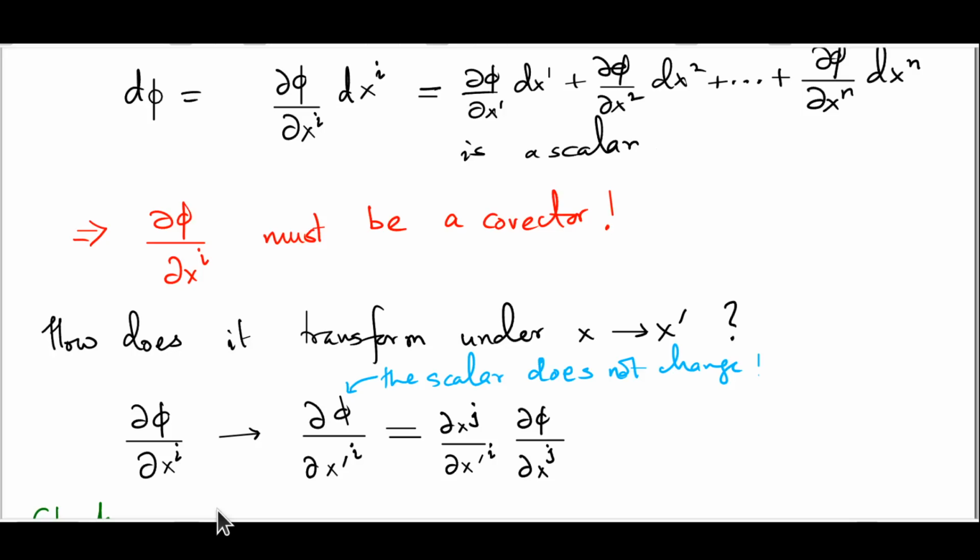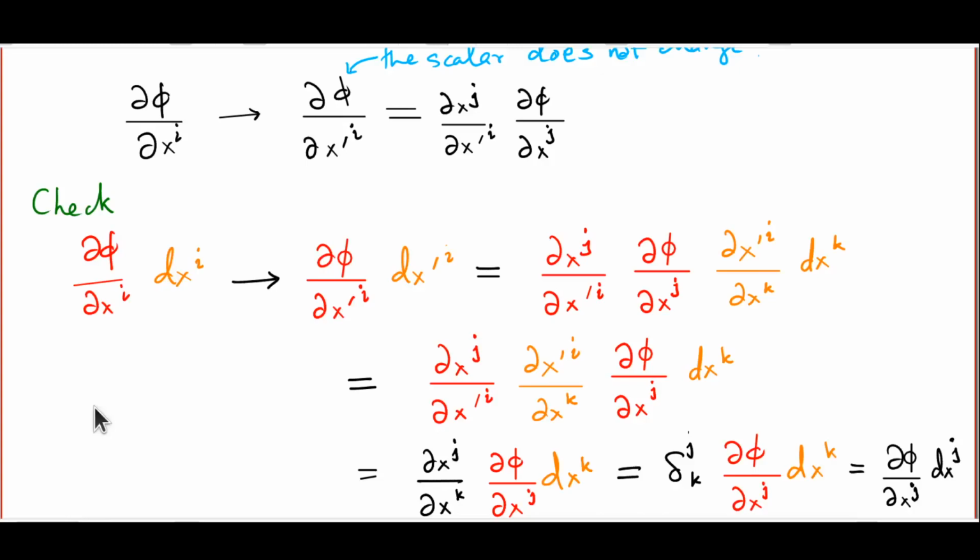So, whereas vectors pick up coefficients of del x prime I del xj under a coordinate transformation, the gradient, which is an example of a covector, picks up del xj del x prime I as coefficients. To check whether we have got it right, let us try to see how the differential d phi changes under a coordinate transformation. In fact, it should not change, and that was the rationale behind us deciding that del phi del xi, the gradient, should be actually a covector.